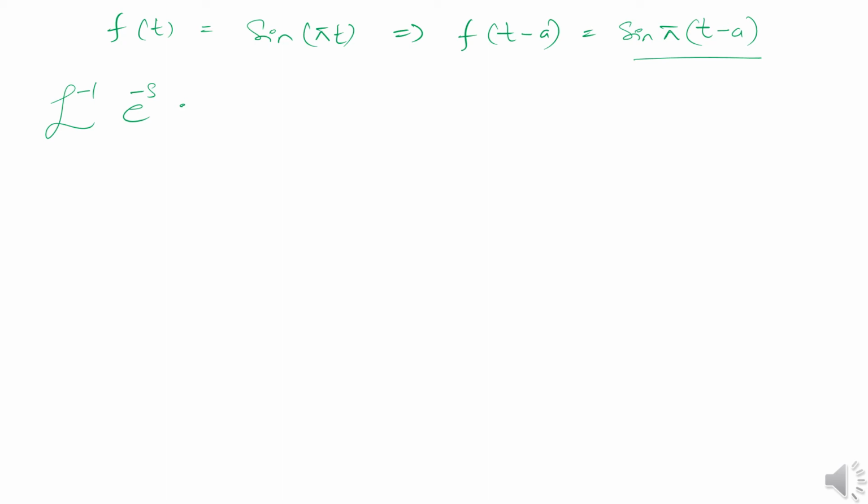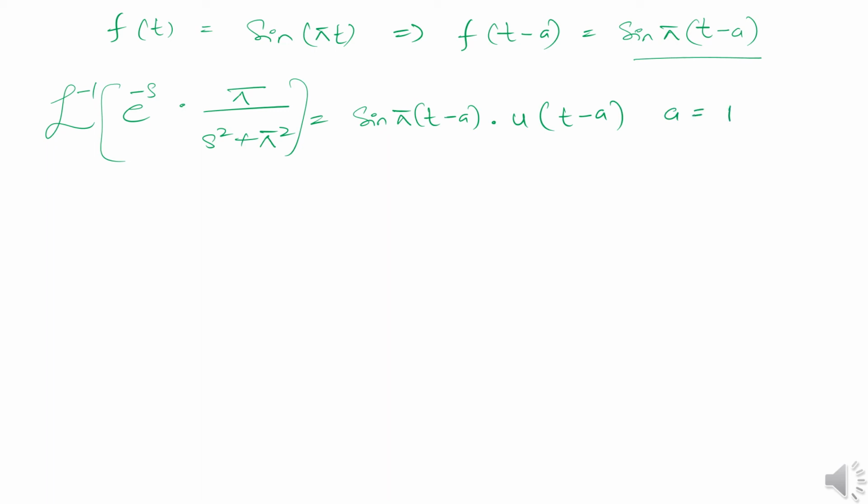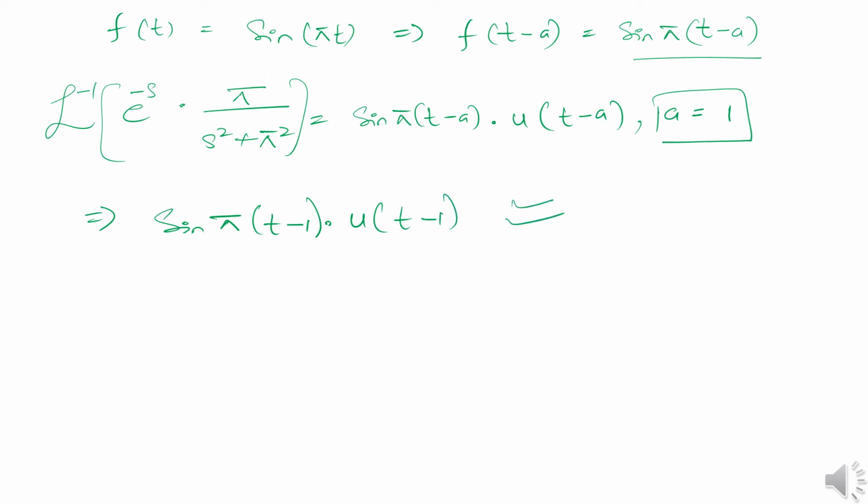So e to the power negative s multiplied by pi over s squared plus pi squared will be equal to the function of t minus a, that is sine of pi into t minus a multiplied by the unit step of t minus a, where a is equal to 1. So I will replace the a with 1, so this implies sine pi of t minus 1 multiplied by u of t minus 1. So this is the inverse transform of this function.